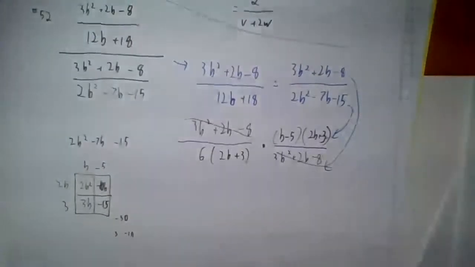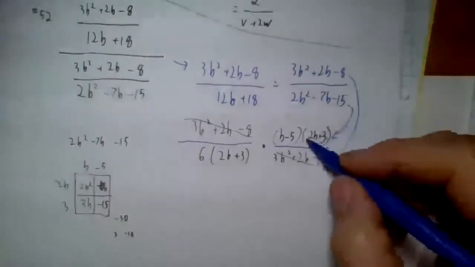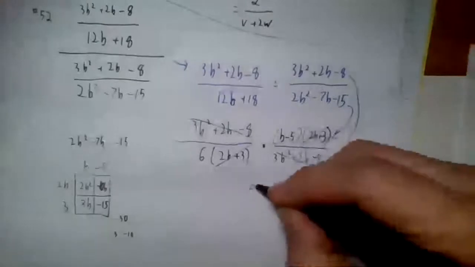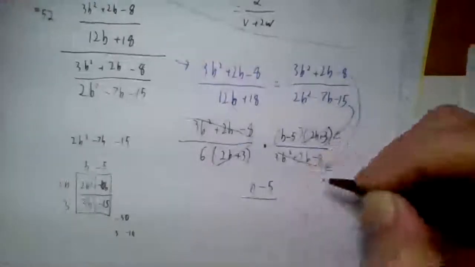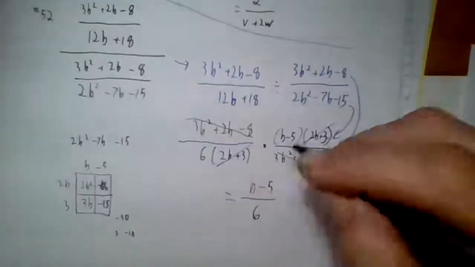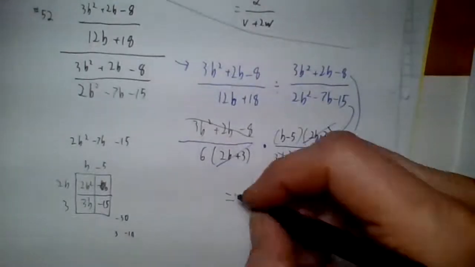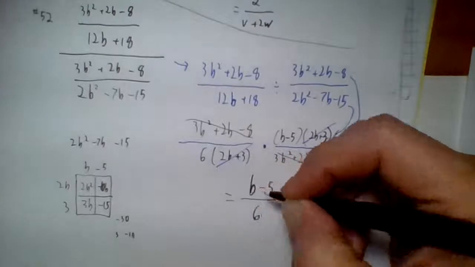Okay, so we're almost done. Have another common factor. And all that's left when I pull together what I've got left is a b minus 5 on the top and a 6 on the bottom. It's b minus 5 over 6 is all I got.